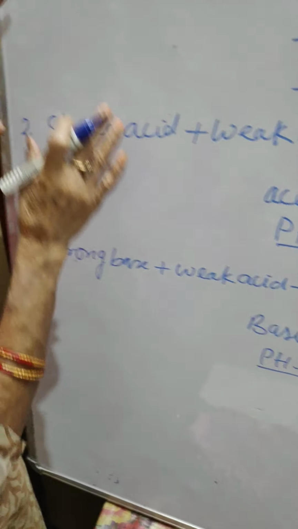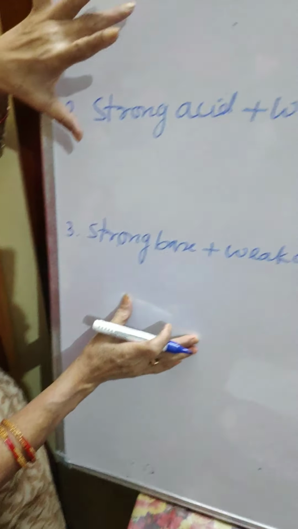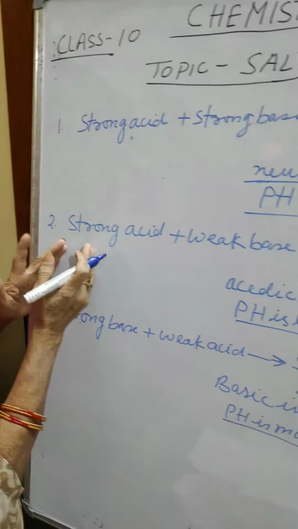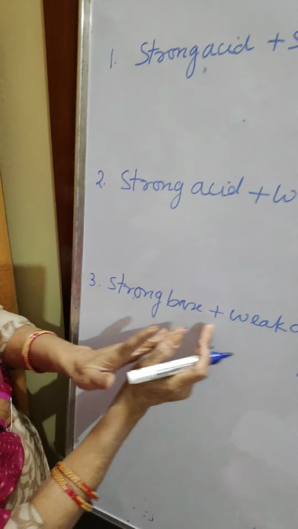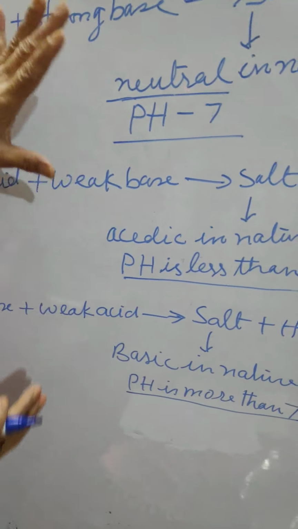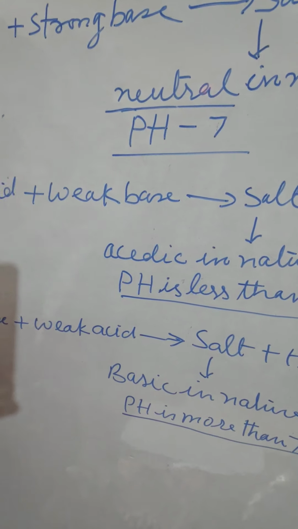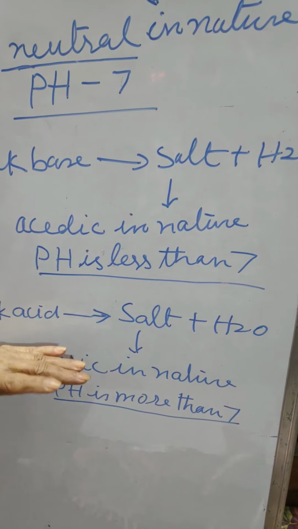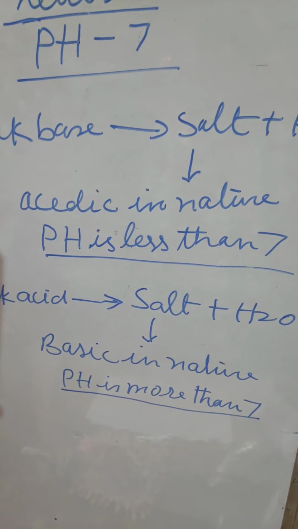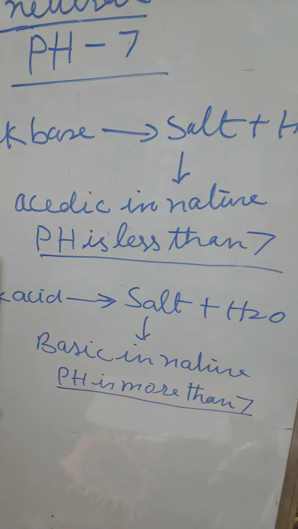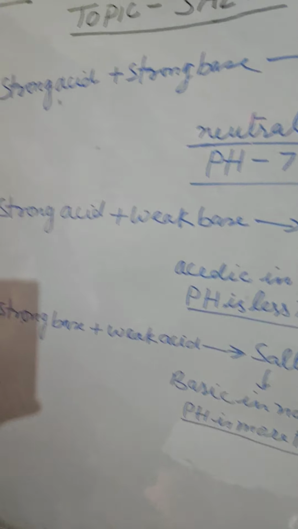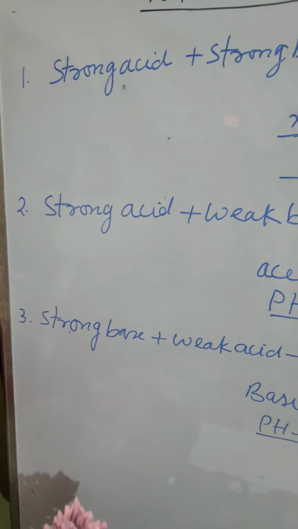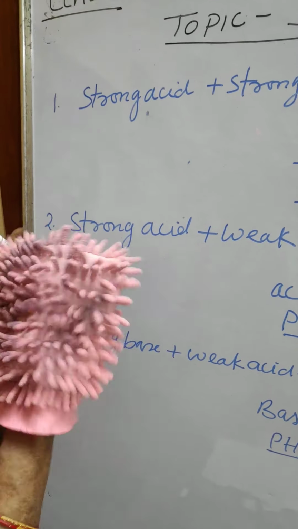Now you see the three different types of salt obtained by the reaction of the strong acid and strong base, strong acid and weak base, and strong base and weak acid. The nature of these salts is: first neutral, second acidic when the strong acid reacts with the weak base, and the third basic when the strong base reacts with the weak acid. Now it is clear, and this is very important. Learn this by heart. In the board examination a question may be asked. Shall I rub?